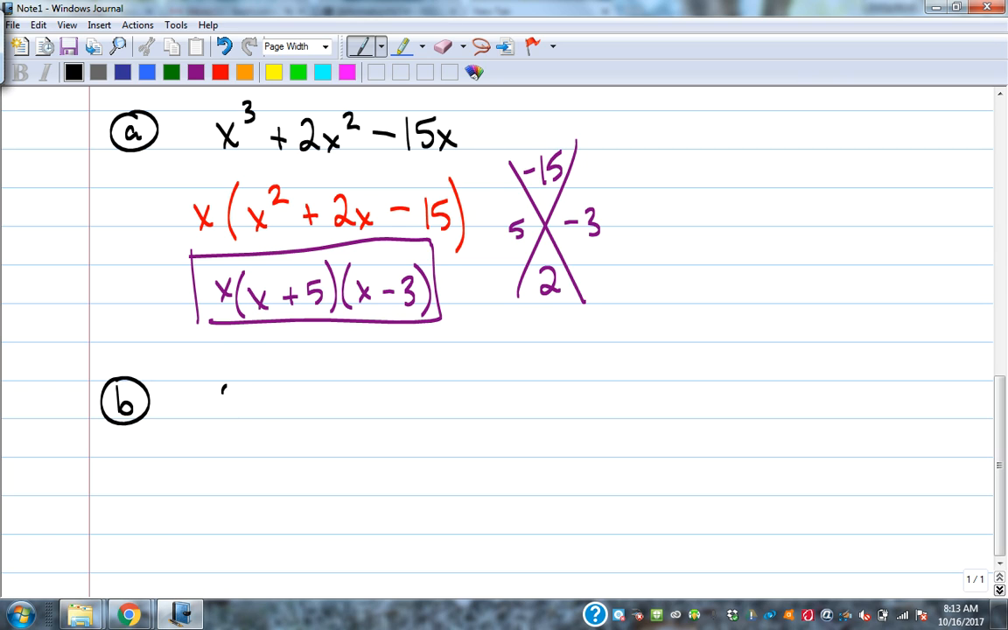Example B. 2y to the 5th minus 18y to the 3rd. Descending order? Yeah, we got 5th power, 3rd power. GCF. 2y to the 3rd. Yeah, exactly. There's 5 of them here and 3 of them here. So there's 3 y's that they have in common.